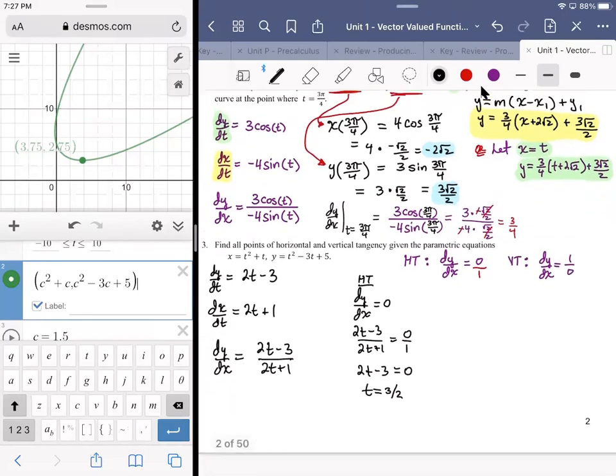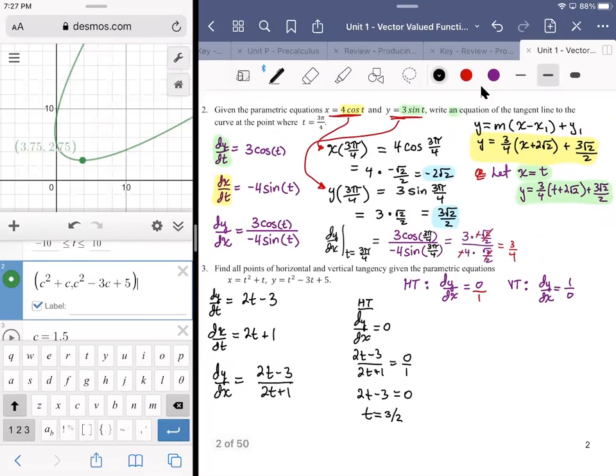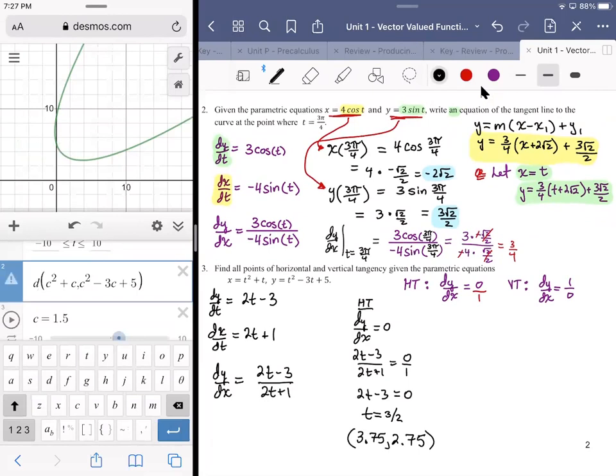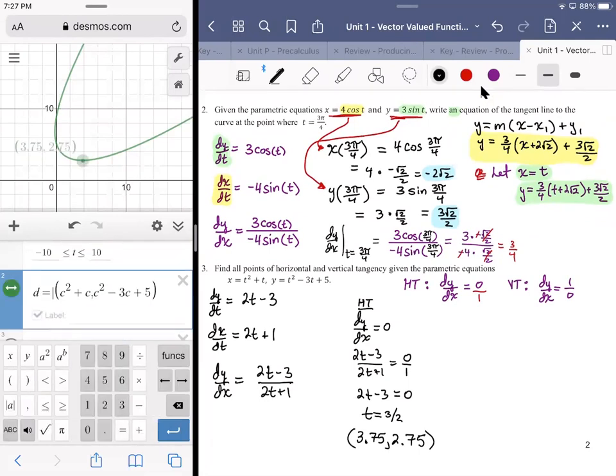So what I can say here, because if I'm looking for coordinates, I got them. 3.75 and 2.75. If you want to go fraction form on that, by all means, go for it. You can also, if you want to, there's another little nifty approach to things.